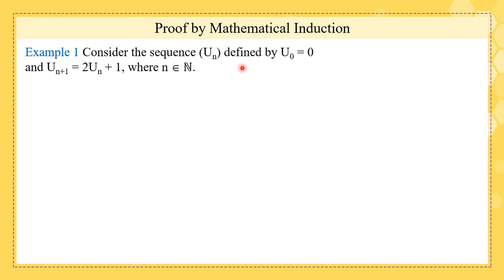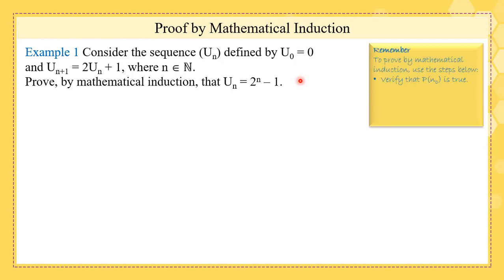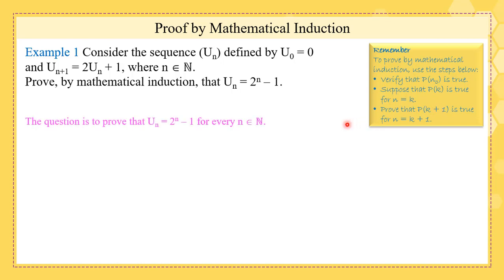Consider the sequence un defined by u0 is 0 and un plus 1 is 2un plus 1. And n in this case is a natural number. Now prove by mathematical induction that un is equal to 2 to the power n minus 1. If we just apply the steps before, remember, we need to verify that P of n0 is true. We suppose P of k is true. And we prove that P of k plus 1 is true. So always try to put the question here to see what's going on.